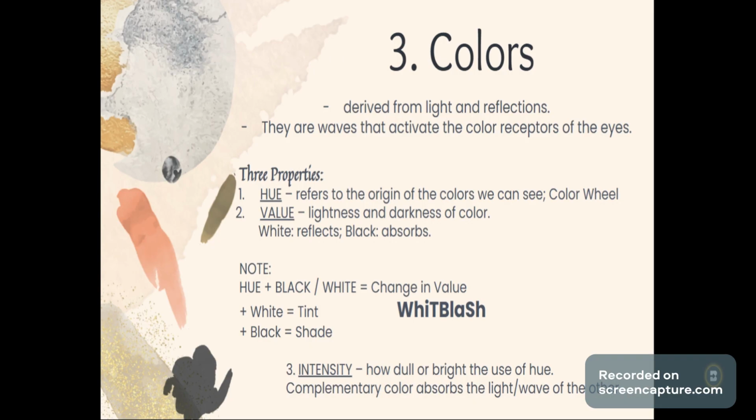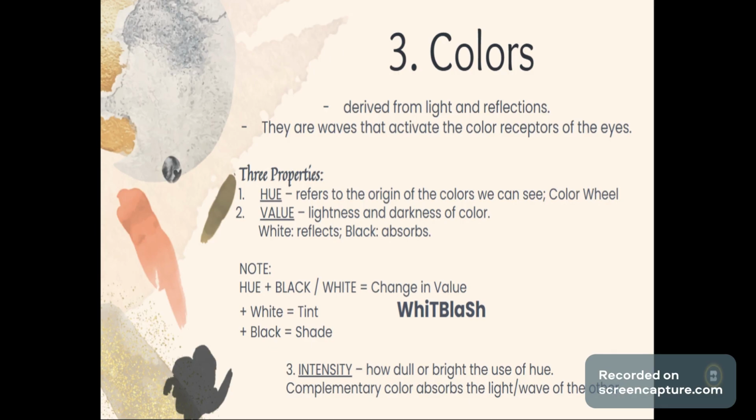So color again, we have three properties. We have hue. It refers to the origin of the colors that we can see, and it can be found in a color wheel. In the color wheel, we have the primary and secondary colors. The primary are blue, red, and yellow. Therefore, if I give you the colors red orange, red, red velvet, what is the hue? Red, because it is the origin, the main color used.